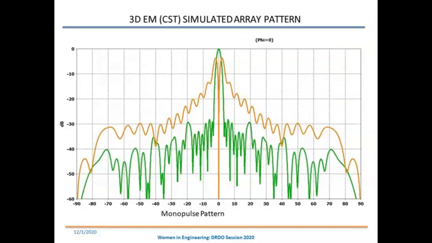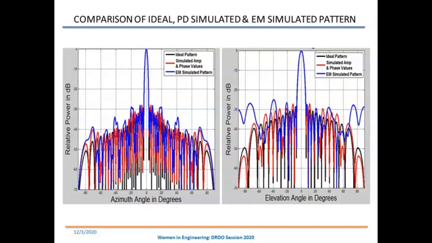This is the monopulse in the azimuth plane, and this is the main beam, and this is the ideal pattern. Then I have put in the simulated amplitude and phase values that we used in the EM simulation, and finally the EM simulated pattern that we got as the result in the 3D EM software. I have mapped it, so you can see how it varies from the ideal value to the EM simulated over the design. This is the elevation and this is the azimuth pattern.